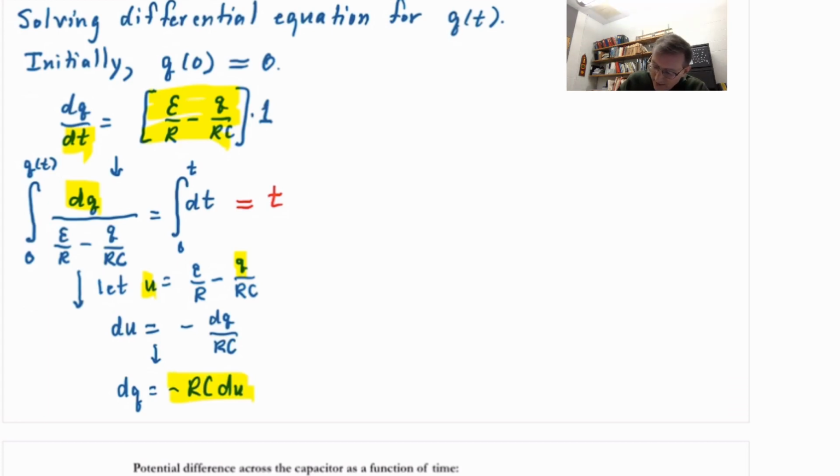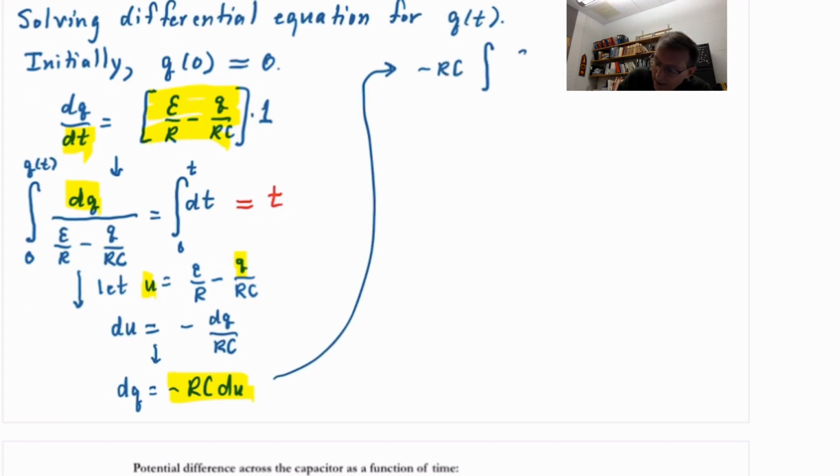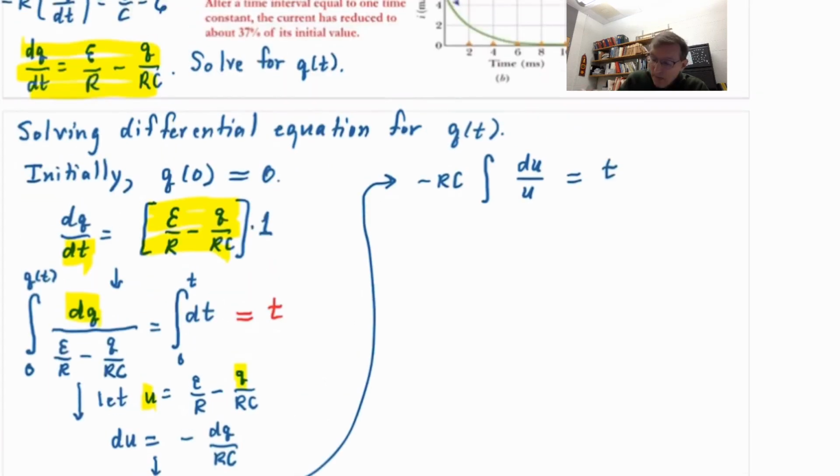All right, so now let me continue over here. What do I have on the left? I can bring the negative RC out front of the integral, and then I have du over u. And then what do I have on the right side? Just a t. Now let's put the limits on the left. They're u values now.